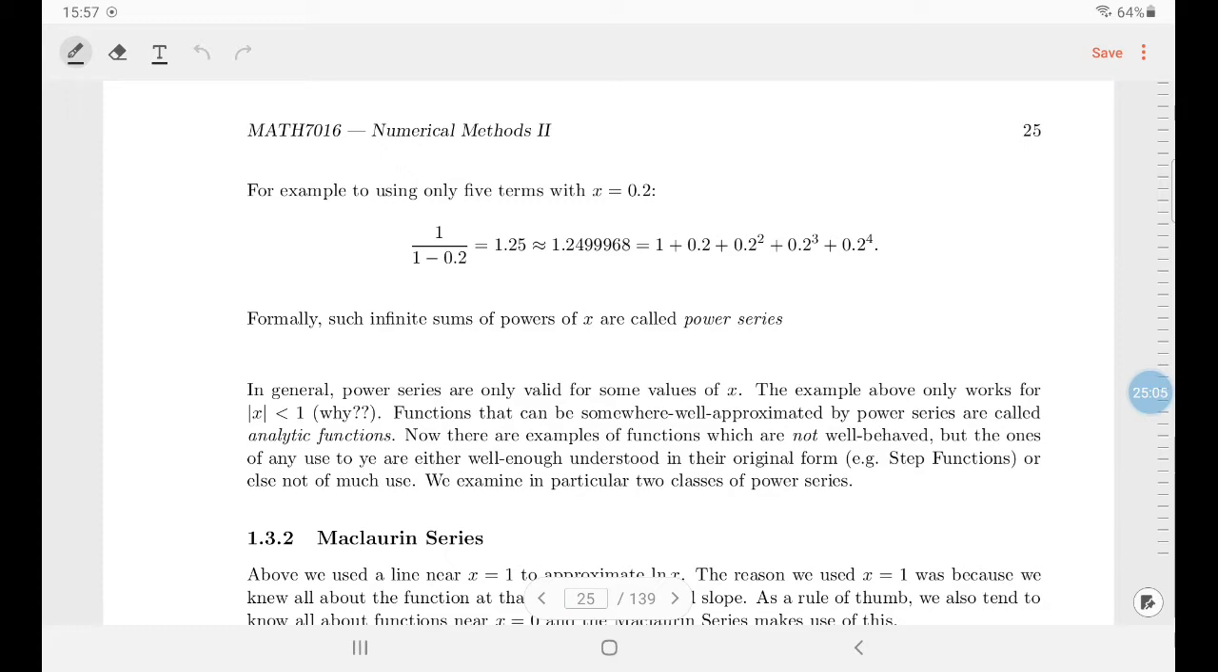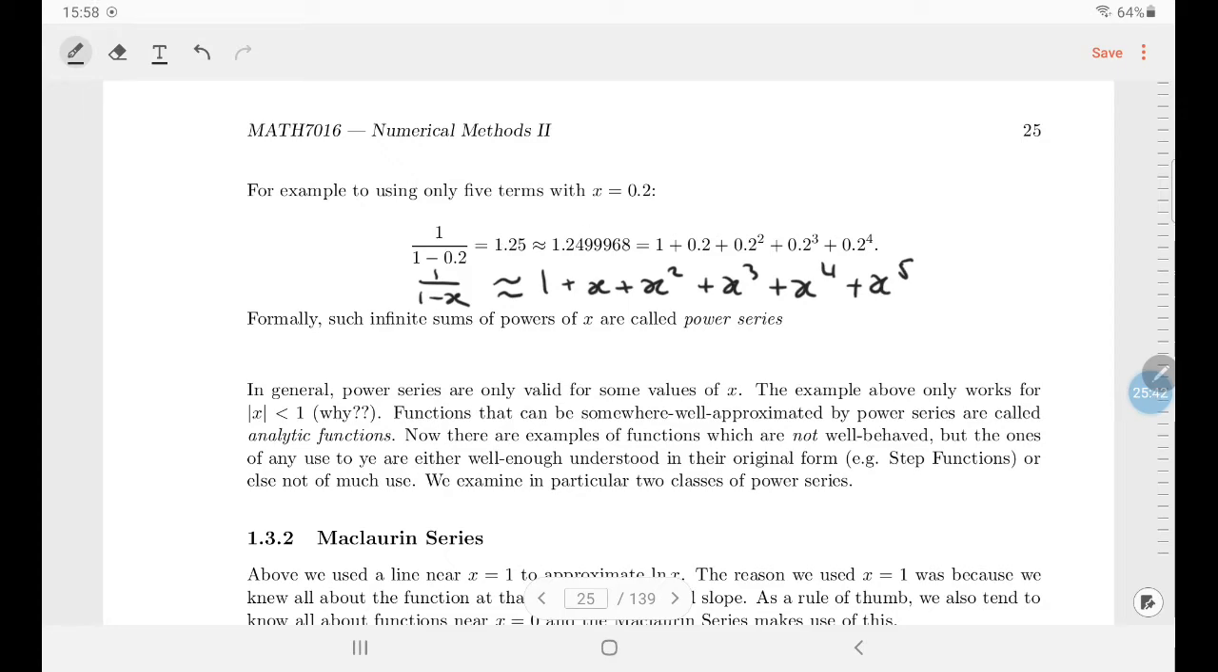So for an example here, using only five terms, 1 over 1 minus x is equal to an infinite sum. What you can do is, if you just put in 5 terms, you get an approximation. So 1 over 1 minus x is approximately equal to 1 plus x plus x squared plus x cubed plus x to the 4 plus x to the 5. So you're getting an approximation like this. And so, for example, at 0.2, look at the difference between them, it's tiny.